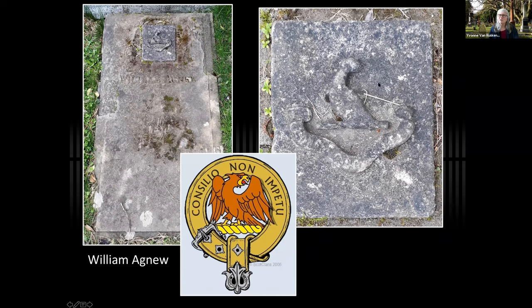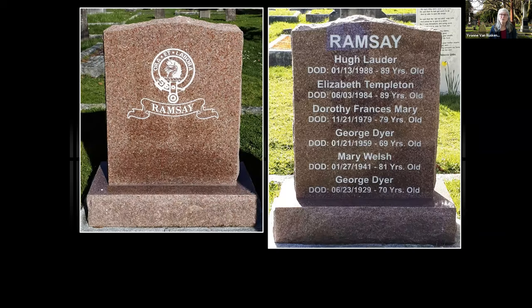I can't make out anything that looks like wings on the one that's on the actual grave, but it certainly appears in all of the images that I've seen of the Agnew family crest. Concilio non impetu is the family motto: by wisdom, not force. Now, in recent years, it's interesting that more recently than this one, for sure, a lot of family crests, crests of various kinds, have started appearing on graves. And here we have the Ramsey family marker.